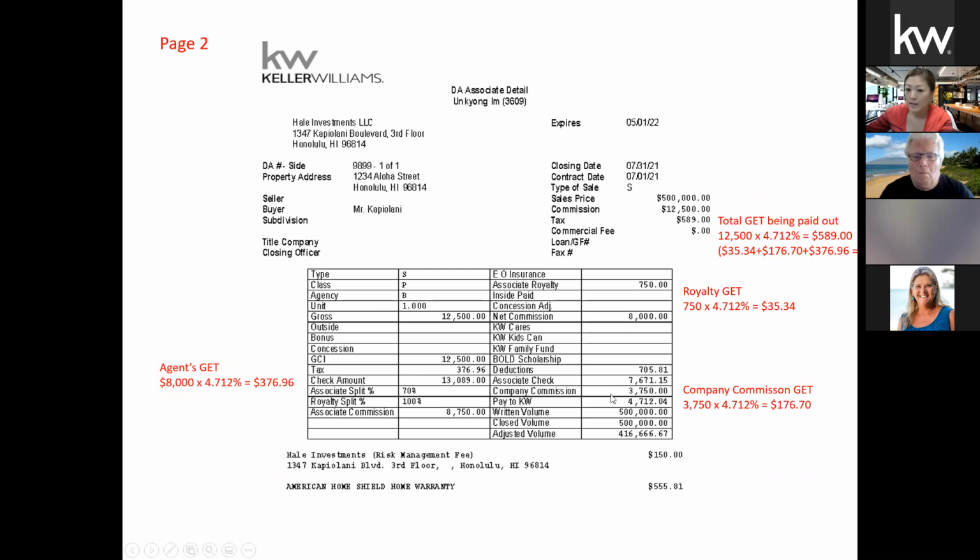And when you add up the associate royalty of $750, including the royalty's GET portion, and the company commission of $3,750 plus the company's GET portion, that equals paid to KW. That equals the $4,712.04. Any questions so far?